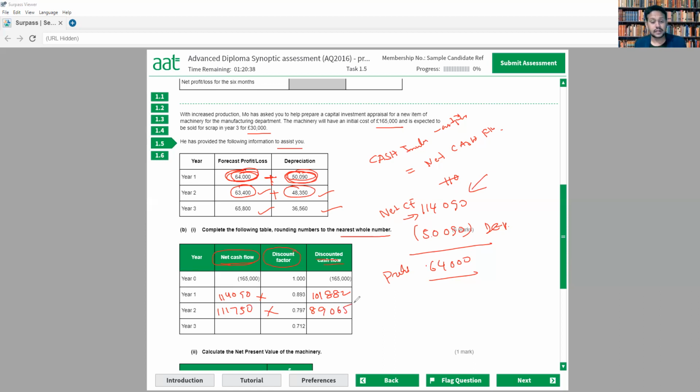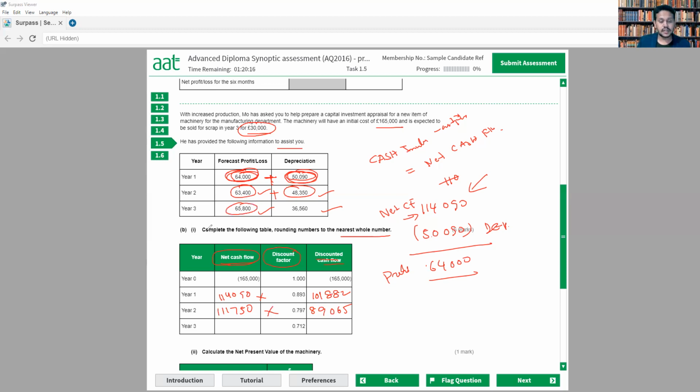That's my discounted cash flow. But in year 3, we have to be a little bit careful because we have some scrap value. At the end of year 3, we'll have some cash inflow because we're going to sell this machine, and this machine will give us some cash inflow.